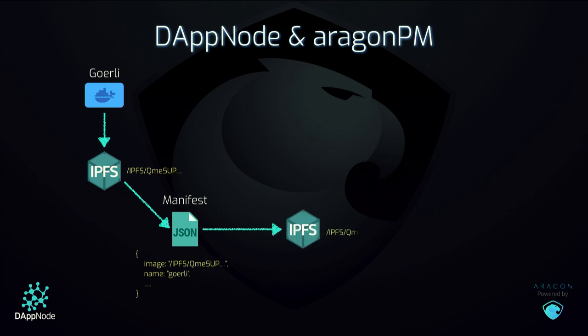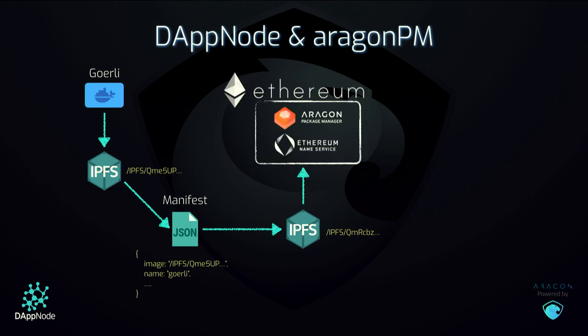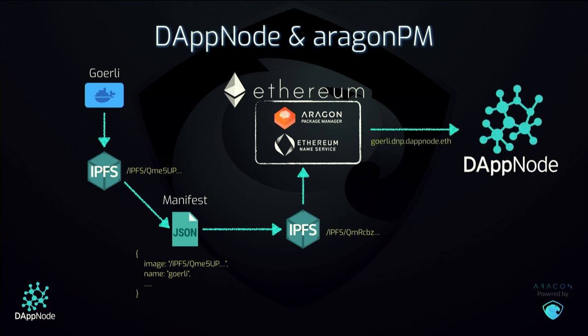With this file, we are going to upload to IPFS again, and this is the final hash that we are going to link to our repository, using the Aragon package manager, and we are going to link to an exact version, getting an ENS hash with the content of our package.